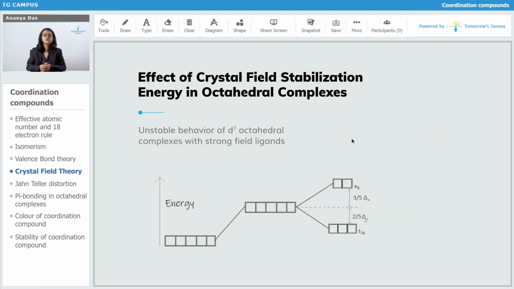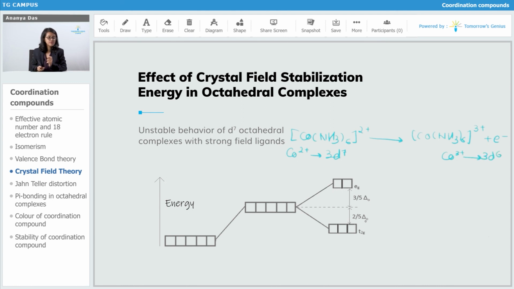Now let's look at another abnormal behavior because of the crystal field stabilization energy, which is the abnormal behavior of the d7 octahedral complexes with strong field ligands. In this complex, cobalt is in +2 oxidation state. That means its electronic configuration is 3d7. This complex readily gets oxidized by losing an electron, so that cobalt becomes +3 oxidation state, 3d6.